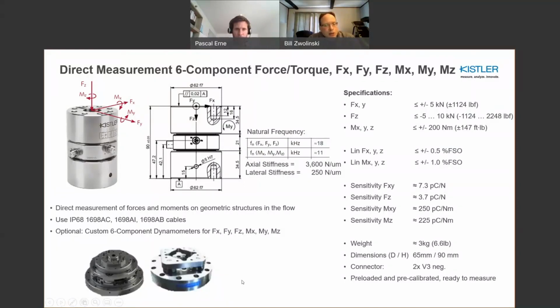But there are also already packaged prop shaft sensors that are 6-component and can measure forces and moments as well. They're completely balanced, so you have a proper solution for a rotating shaft, which is very cool. So that's of interest. Definitely contact your favorite application engineer to talk about prop shaft measurements.